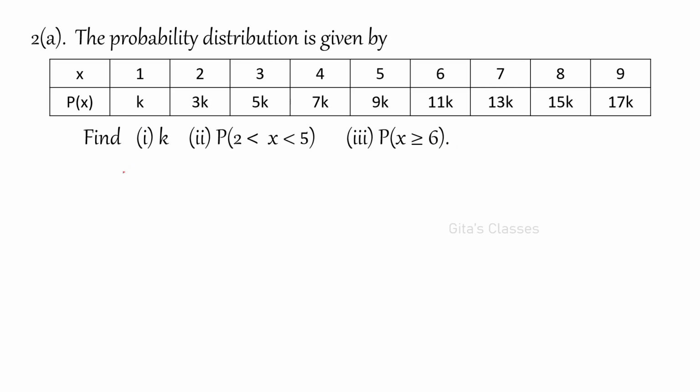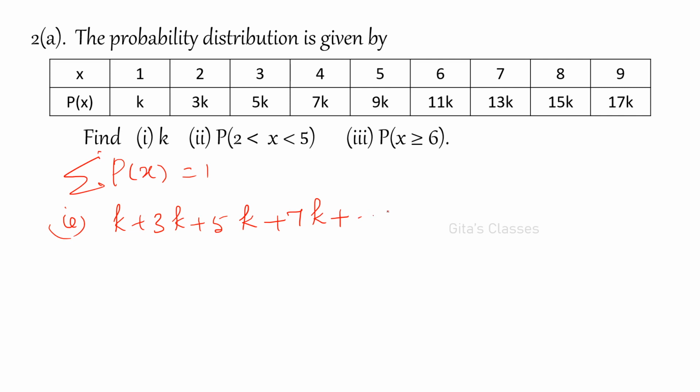So what is the first one? Find the value of k. What are you going to use? This total probability sigma p of x is equal to 1. That is, total probability is 1. That concept only we are going to use. That is k plus 3k plus 5k plus 7k plus 9k plus etc. plus 17k is equal to 1. That is 81k is equal to 1, implies k is equal to 1 by 81.